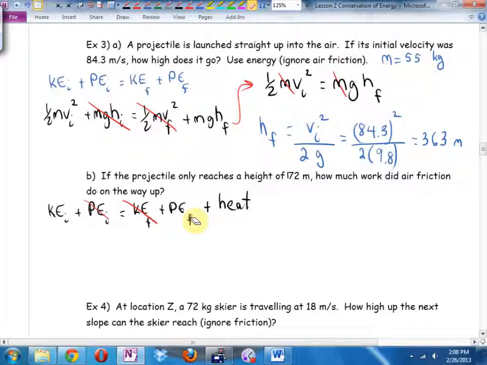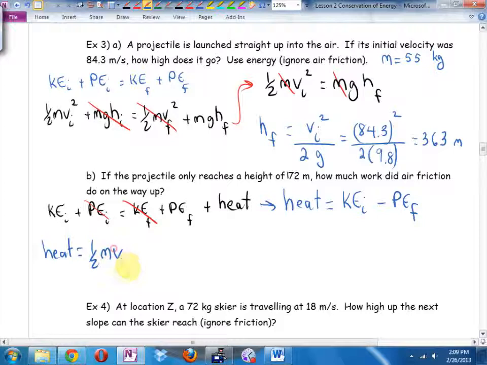Plus heat. What's this question wanting me to find? Ah, let's get the heat by itself. How would I get the heat by itself? Minus the PE final. So if I hear you, and I think I do, what you're saying is heat equals KE initial minus PE final? I would agree. I agree. This is going to look like this then. Heat equals KE, which is a half mv initial squared, minus mgh final.